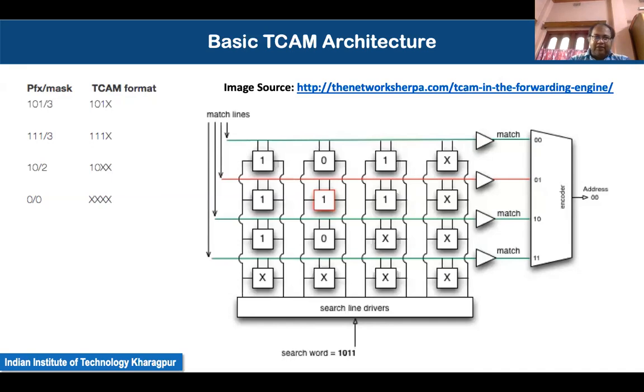Similarly, 111/3 in TCAM format is 111x. 10/2 in TCAM format is 10xx. And 0/0 can be all don't care, xxxx.